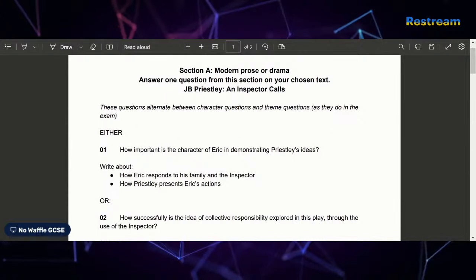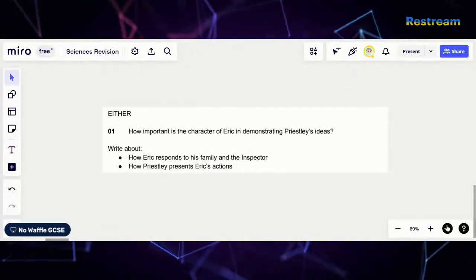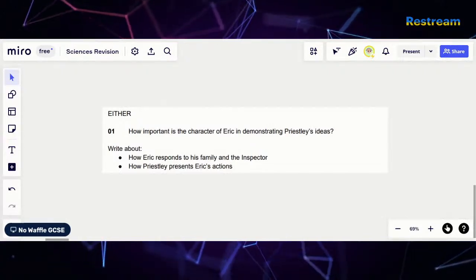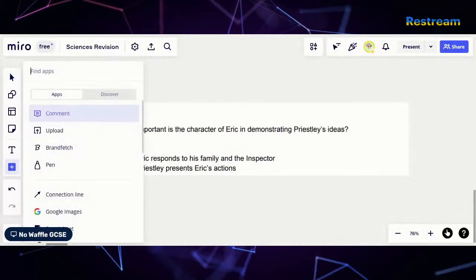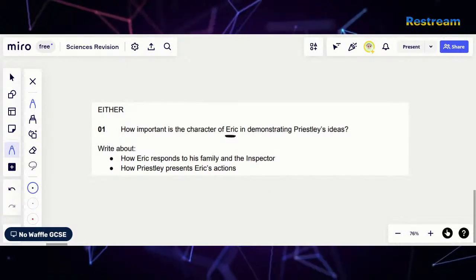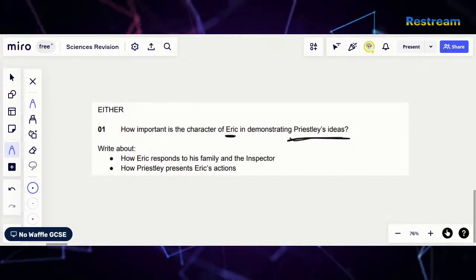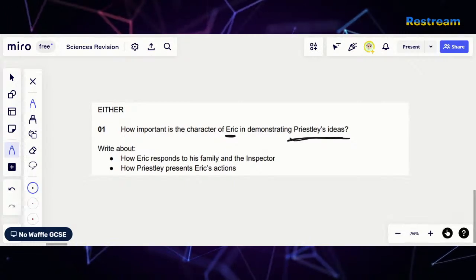Okay. So let's begin on the character question. How important is the character of Eric in determining Priestley's ideas? Here we've got almost a two-way question, because we're not only seeing Eric as a character, but we're also being asked, how important is he in demonstrating Priestley's ideas? So we are almost being asked, what are Priestley's ideas? Because we have to definitely explore that. What is Priestley's purpose in this play? So let's explore that.